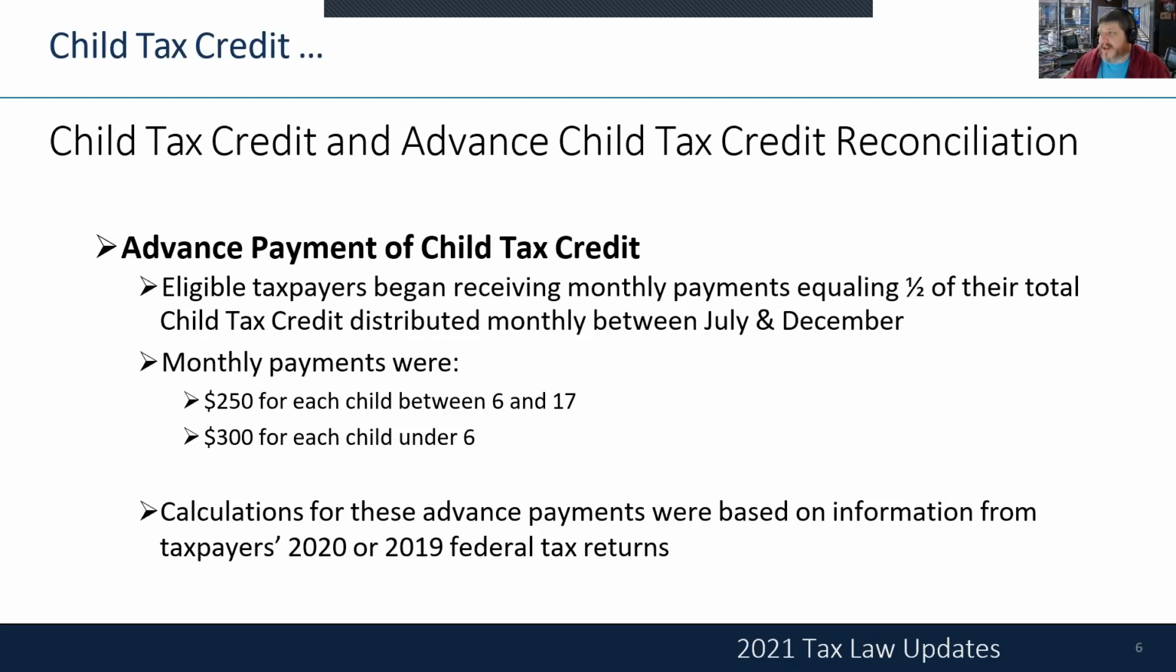Now, beginning in July, taxpayers began receiving payments from the IRS for roughly half of their total child tax credit. The monthly payments were $250 for each child between 6 and 17, and $300 for each child under 6. The calculations for the advance payments were based on information from either the taxpayer's 2020 or 2019 return, whichever one they had filed when those payments started.